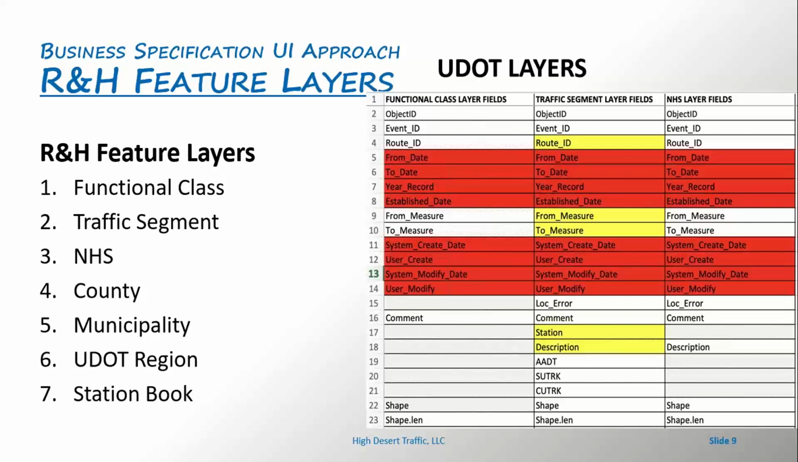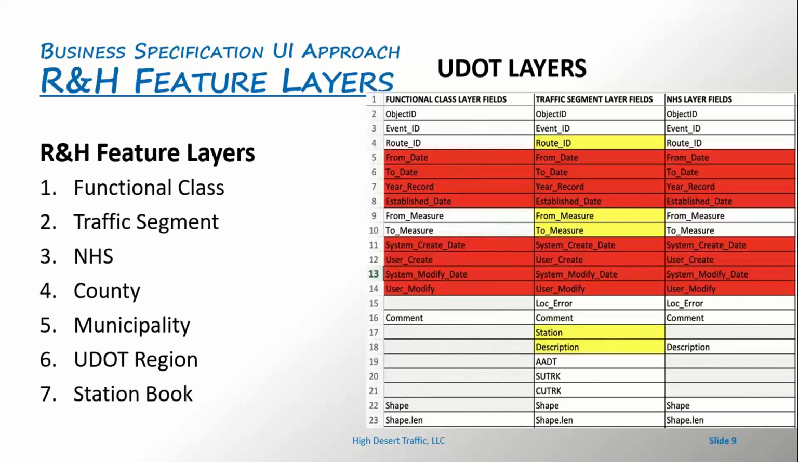So some may be the same, some may be different, but how we're going to link when you make a feature class change in roads and highways to Jackalope is by these layers. And on the left, you're going to see some. Now I'm moving my chat window down, so if someone chats, you guys just let me know, and I'll stop. But there are roads and highways feature layers. You're going to be familiar with like functional class because we know functional class is in Jackalope, traffic segment, NHS, your county value, municipality.